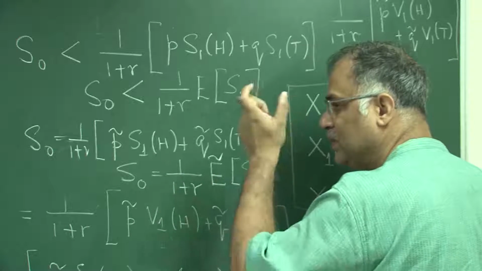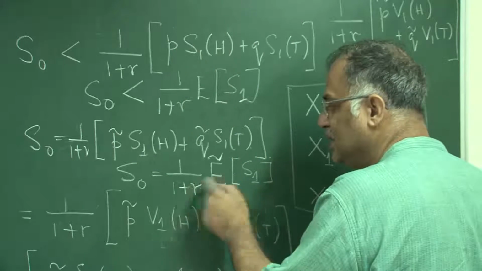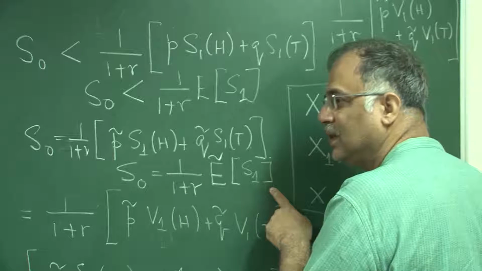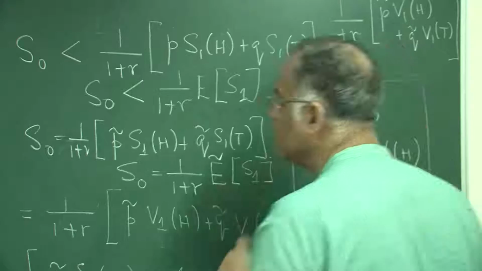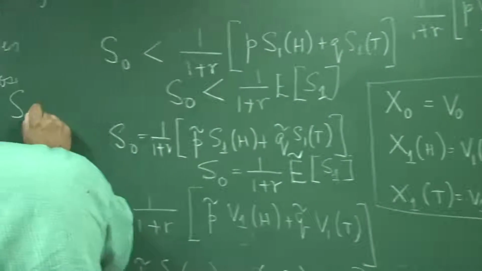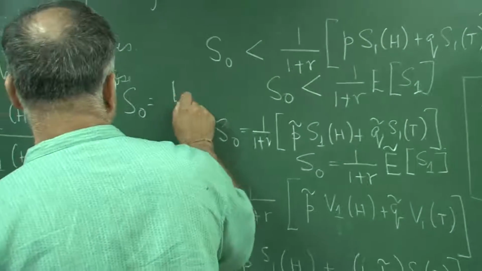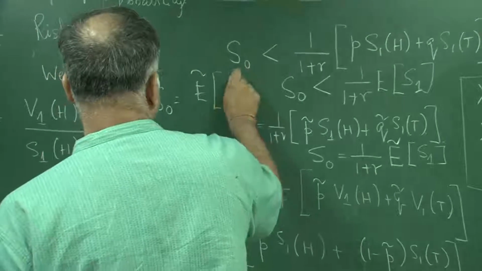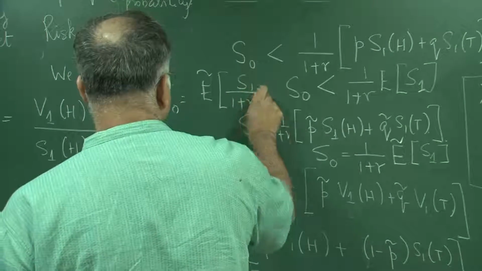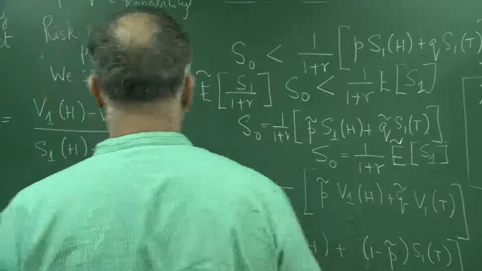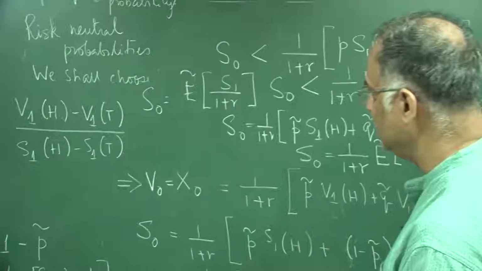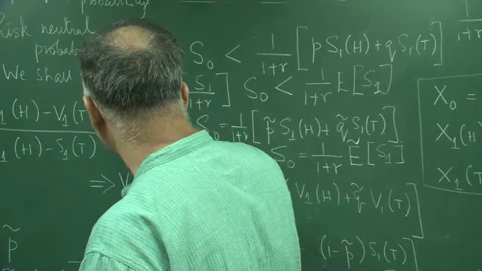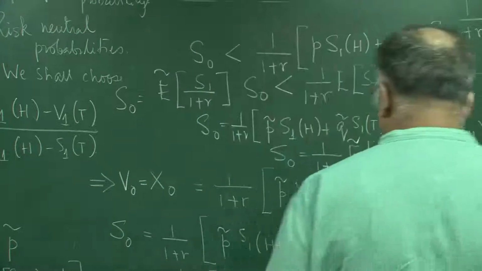Essentially, if you remember what a martingale is from my last talk, this is exactly the thing. The risk neutral probability makes the discounted value of the stock price a martingale. Here we can write S0 is equal to the expectation tilde of S1 divided by 1 plus R, the discounted value of the stock price. This process S0, S1 is actually a martingale.